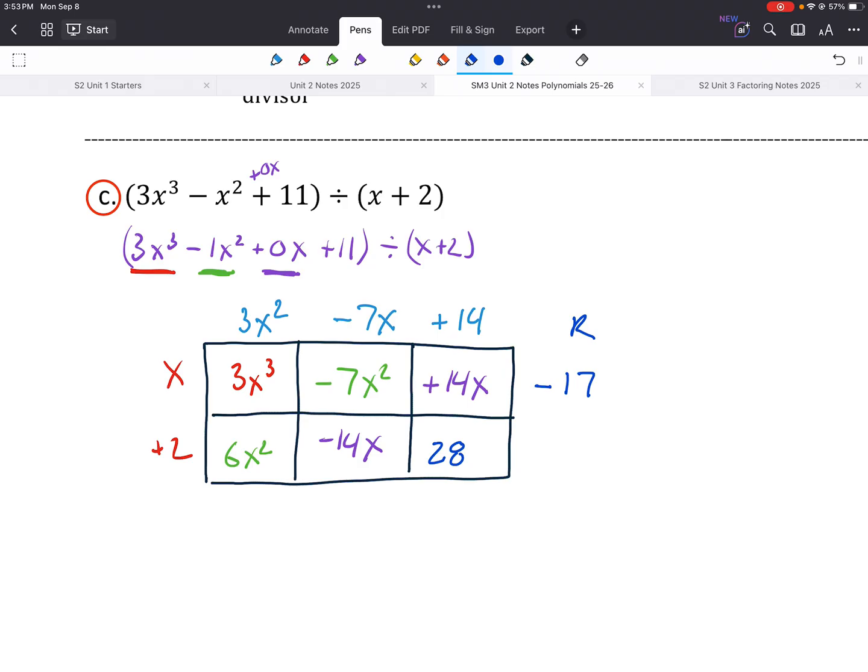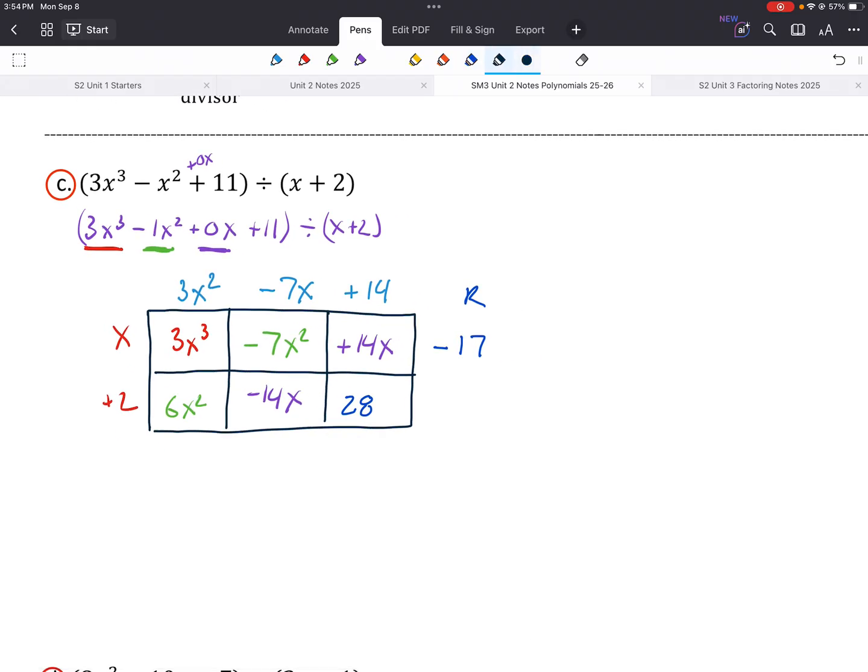So you're always going to end up finishing up with, like in our box, two constants. One may be a 0, the remainder might be 0. And then we just need to write down our answer. So 3x squared minus 7x plus 14 minus 17 over our divisor, which is x plus 2.